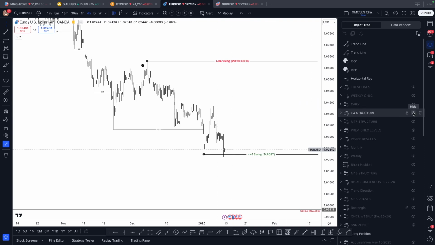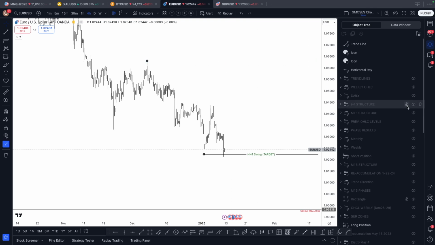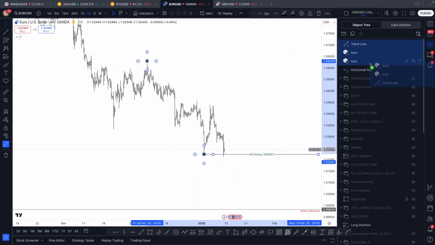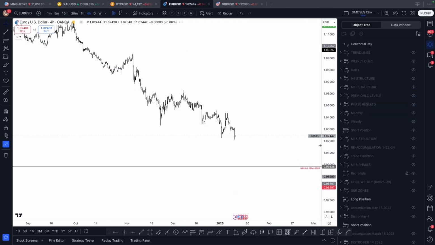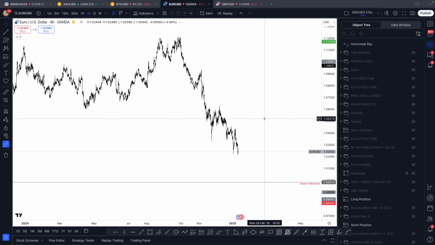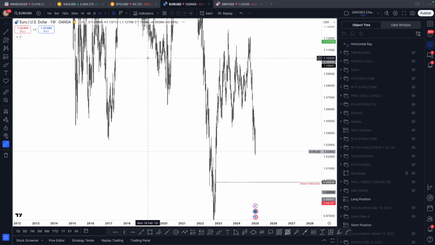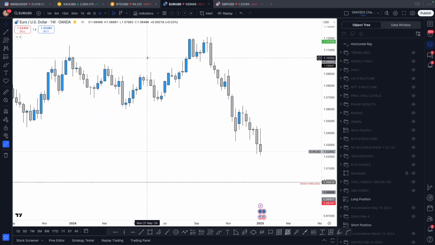Let's see, 4 hour. Let me remove this one. 4 hour. Okay. Let's move a lot of this over to our 4 hour structure. All right. So now let's go ahead and start off on our weekly time frame. See what the market did from the previous week.